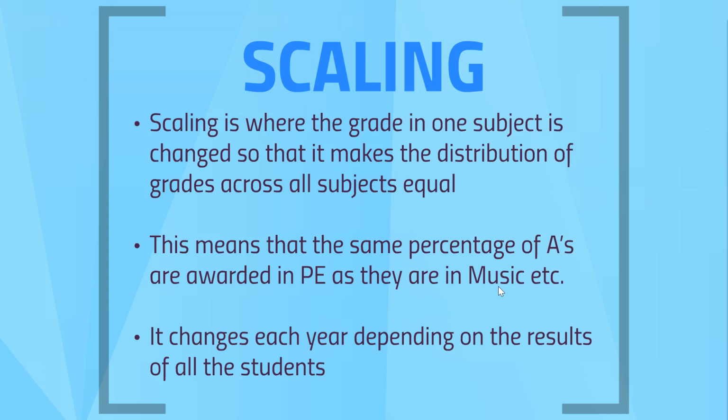So you don't want one subject getting a lot more simply because, for example, it might have been a little bit easier. So what they would do is scale back the number of A's for PE, and make the score out of 20 that you have to get for an A a bit higher. It changes each year depending upon the results of all the students who are doing the SACE. So it does change year to year.